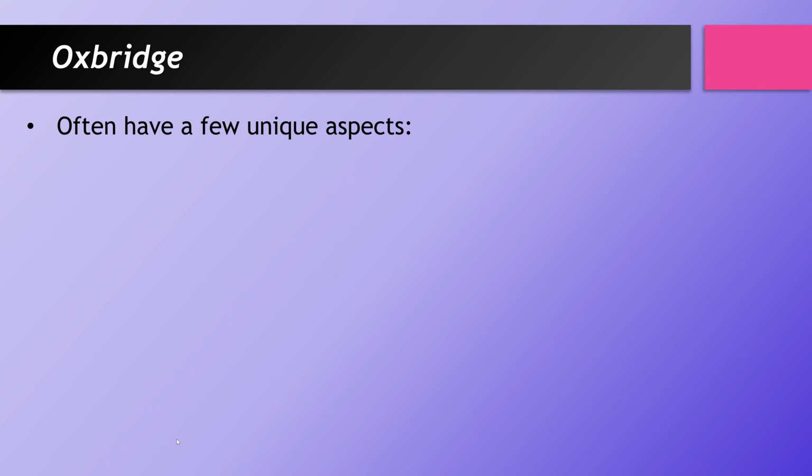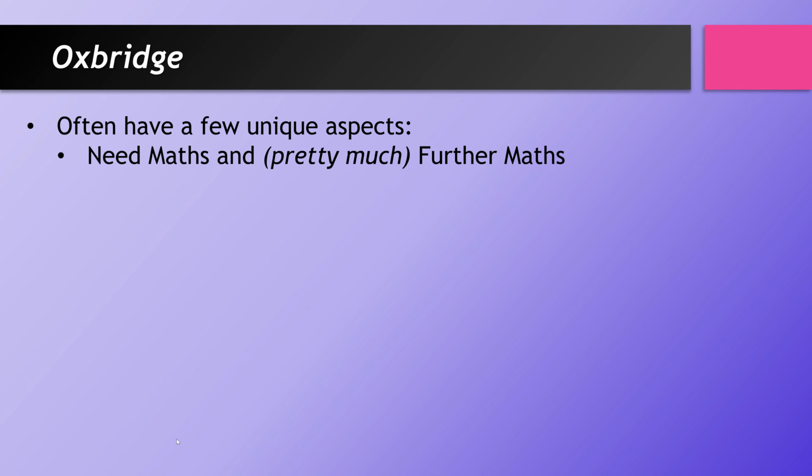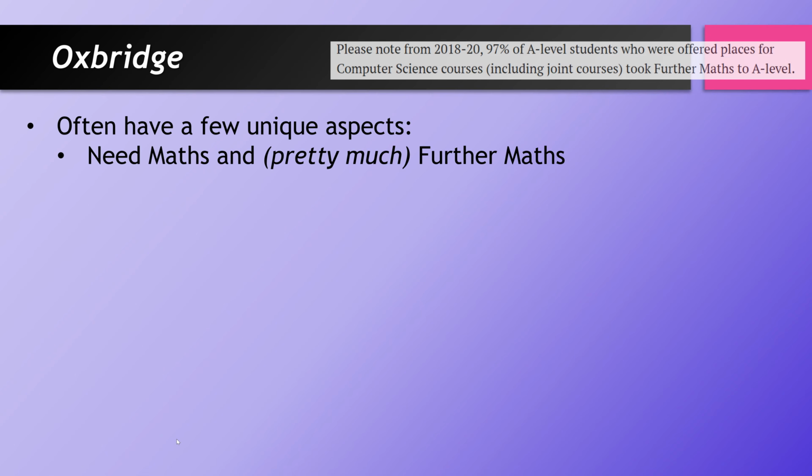So Oxford and Cambridge usually have a few fairly unique aspects which only really apply to them. I mentioned right at the start that as it stands, the timeline is a little bit earlier for Oxford and Cambridge. So one thing is, we mentioned maybe the top 20 need maths, but pretty much, they might not say it's essential, but pretty much Oxford and Cambridge need further maths.